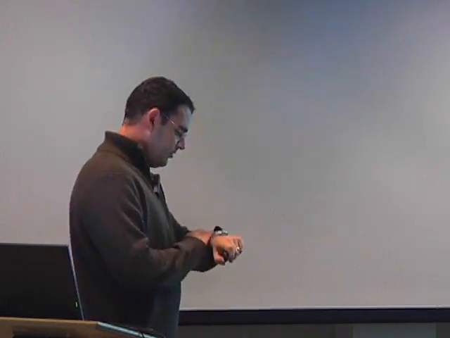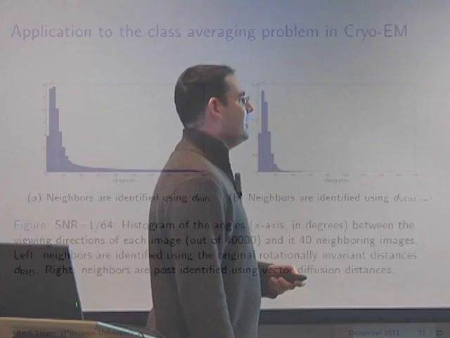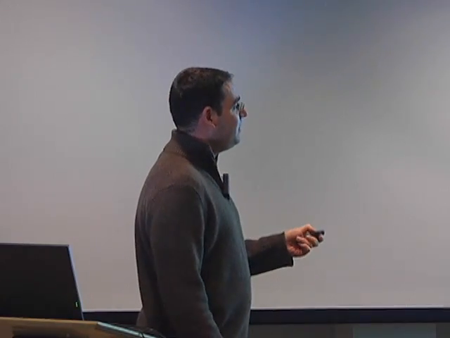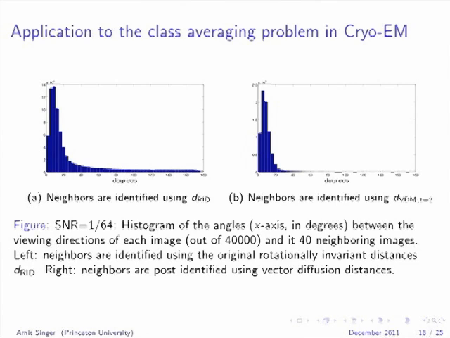So here is the application to class averaging in cryo-EM. It's like the before and after picture. To the left, you see a result of a simulation that we did with 40,000 images at quite a high level of noise. The SNR is only 1/64. We look at the 40 nearest neighbor images of every image, and between any two such images, we can see what the viewing angle is between them. As you can see, there are many, many outliers, all the way to 180 degrees, meaning that two images with completely opposite viewing directions are identified as the same image.